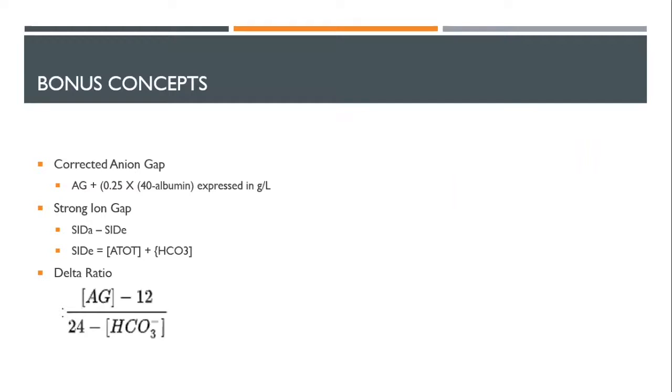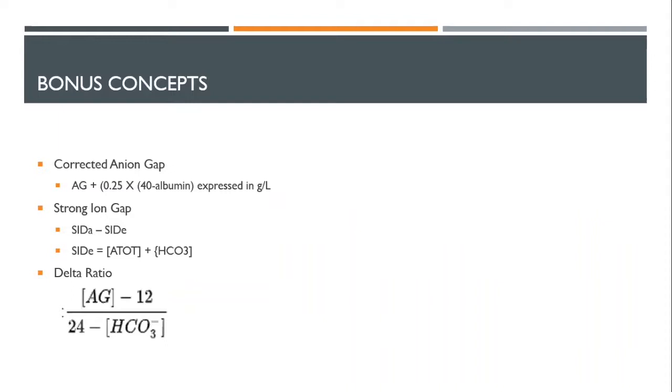Because as we said, a hyperalbuminemic patient will be more alkalotic. So if you're hyperalbuminemic, you might get a falsely low anion gap, even in the face of an acidemia, because the hyperalbuminemia by Stewart's method is going to contribute to alkalosis.